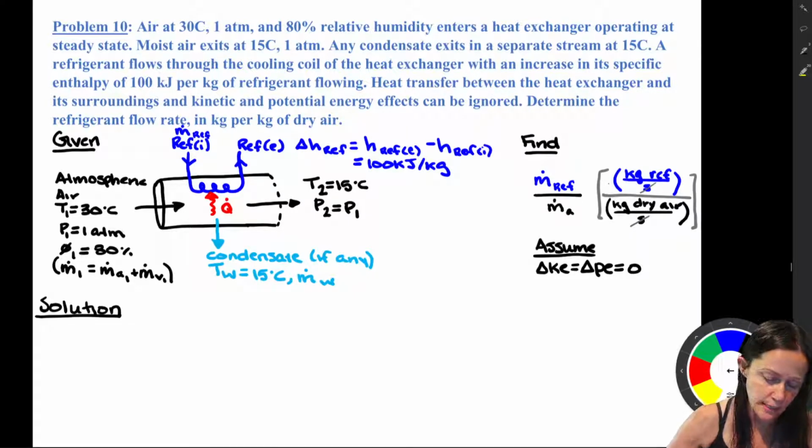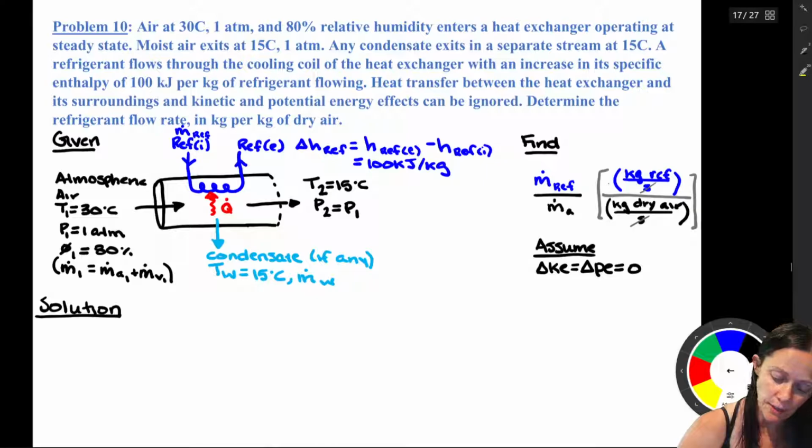And they do tell us that we can ignore kinetic and potential energy changes, and that all the heat transfer is going from the moist air into the refrigerant, so there's no heat loss out of this entire system. So I've thrown in all my assumptions: delta kinetic and potential energy are 0. I might want to add that the moist air behaves as an ideal gas. That would probably be good.